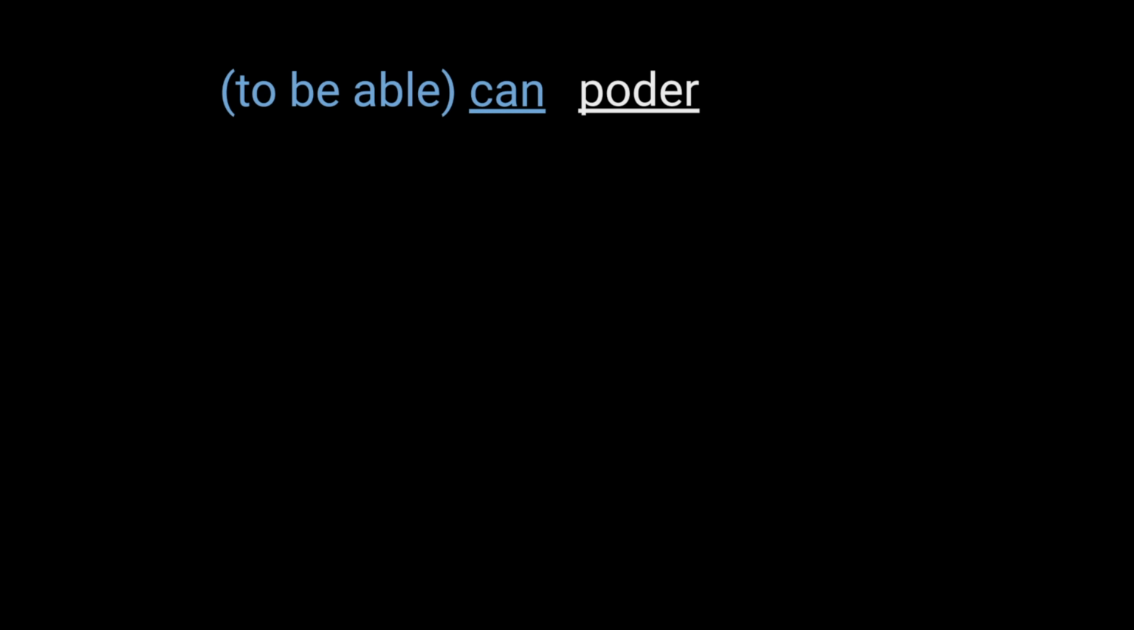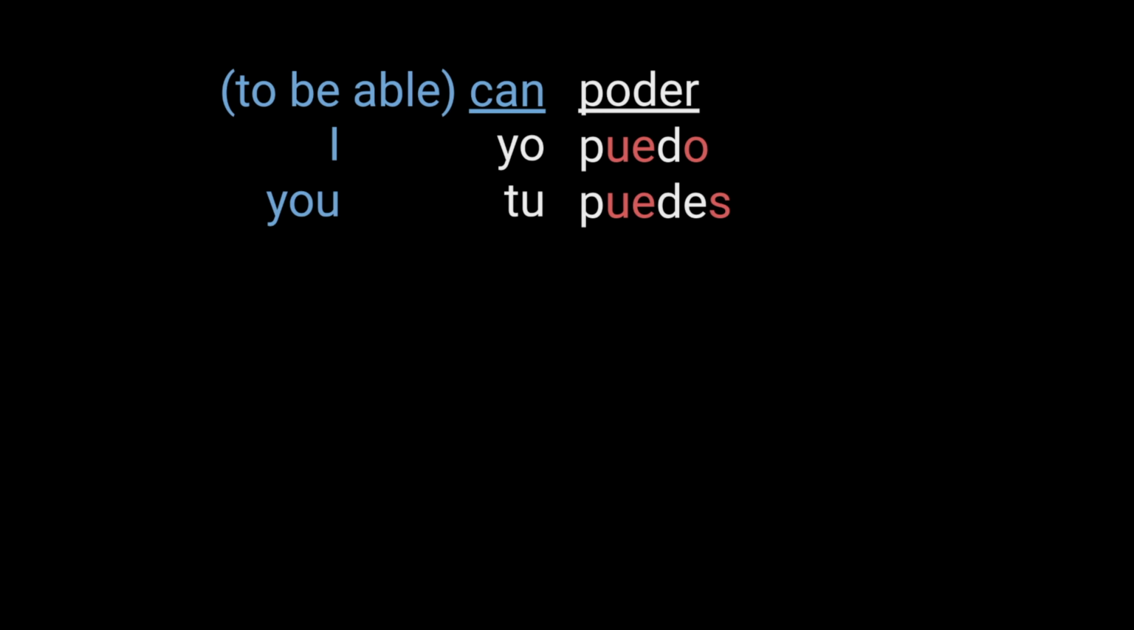So let's go back to the first one, can. Now, how would you say I can? It's going to be yo puedo. So you can see here that the word poder has changed to puedo when we're talking about I. In English, that doesn't happen. Can is I can, you can, he can, they can, we can. But in Spanish, that word can is going to change for every person. Tú puedes, you can see it changes again, and I've used red to show the difference between poder and the way that it changes lower down.